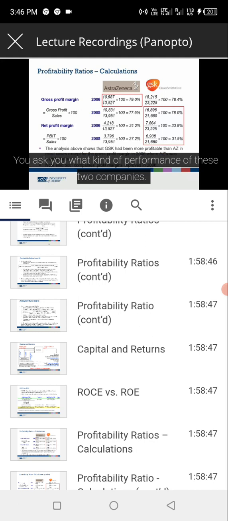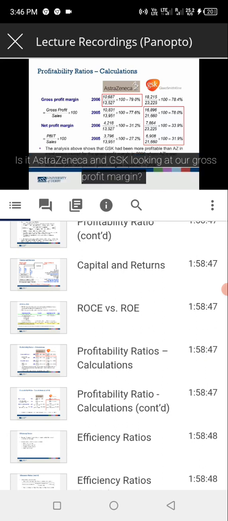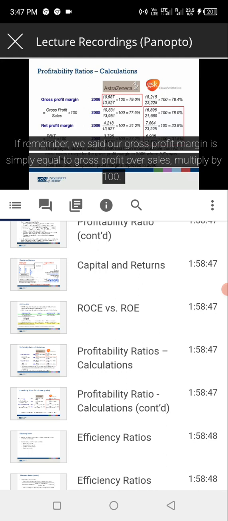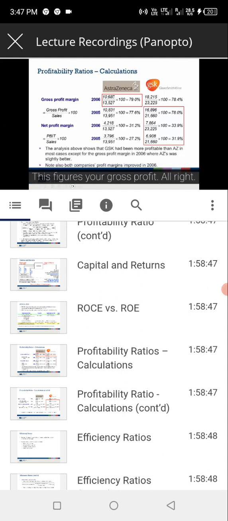Okay, so now, quickly, let's look at the two companies, AstraZeneca and GSK. We want to look at the performance of these two companies. We want to calculate the gross profit margin for AZ and GSK. Remember, our gross profit margin is simply gross profit over sales multiplied by 100. So can you check the financial statement and extract these figures? Your gross profit.